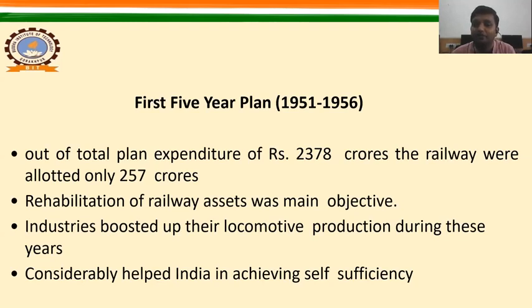Rehabilitation of railway asset was the main objective. Industries boosted up their locomotive production during these years, which considerably helped India in achieving self-sufficiency. So what are the salient points? The first is that 2,378 crores of rupees were allotted for the development of the entire nation, and 257 crore was allotted for the railway development. Rehabilitation was the main objective, and the locomotive production was the second objective.